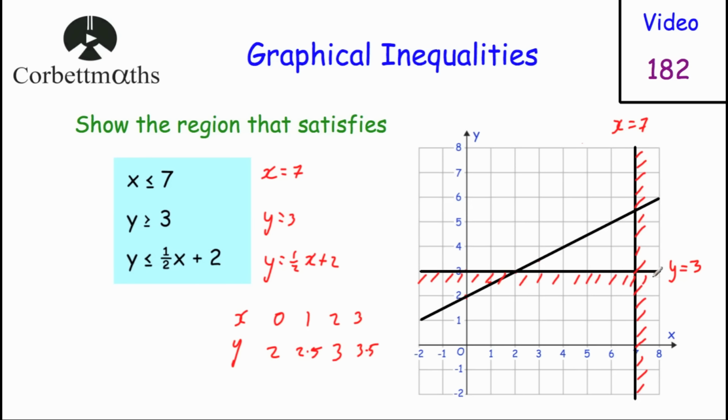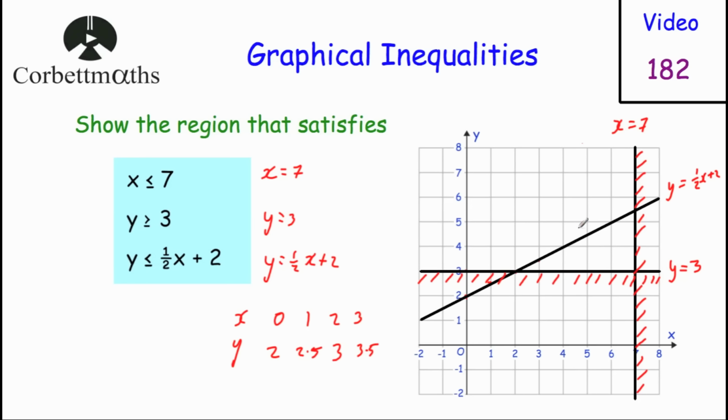Anything below this line would have a y coordinate of less than 3. And we wanted to find the region where the height is bigger than or equal to 3. Okay, let's have a look at our last inequality. Our last inequality is y is less than or equal to half x plus 2. So here we've got this diagonal line. We've drawn the line of y equals a half x plus 2.